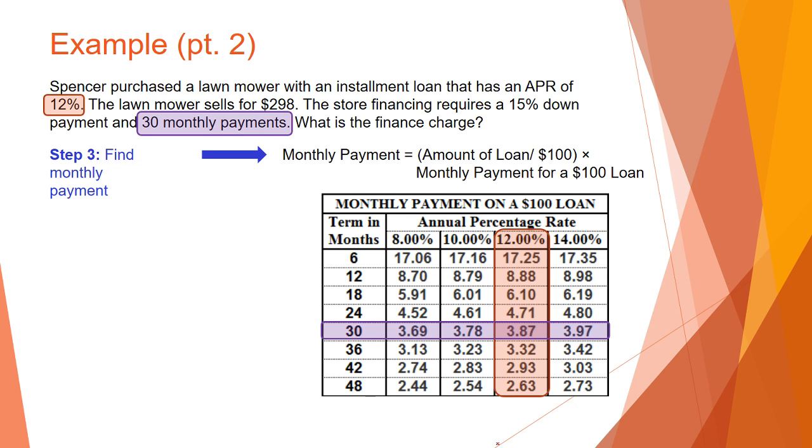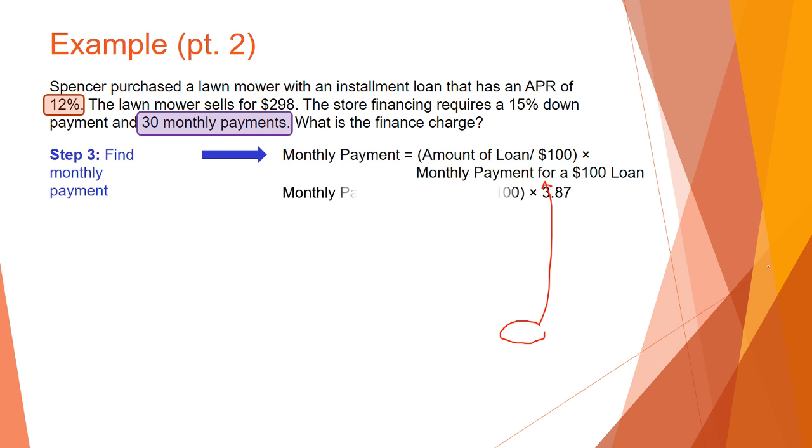So we're going to use that number and substitute it in here. So from the previous slide, we know that the amount of the loan was $253.30. That was from step 2. Notice I plugged in the 3.87 that we found in the table. Alright, and then 100 stays the same. That was part of the formula, so do not do anything with that.